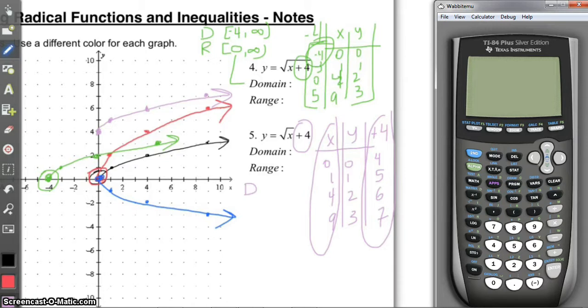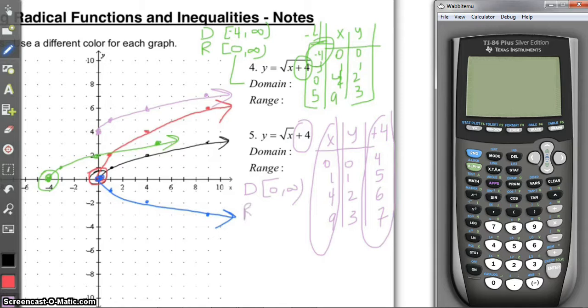So for the domain, let's also decide what our end point is. It's 0, 4. So its domain has to do with the x. So from 0 to infinity, since it's going to go to the right.